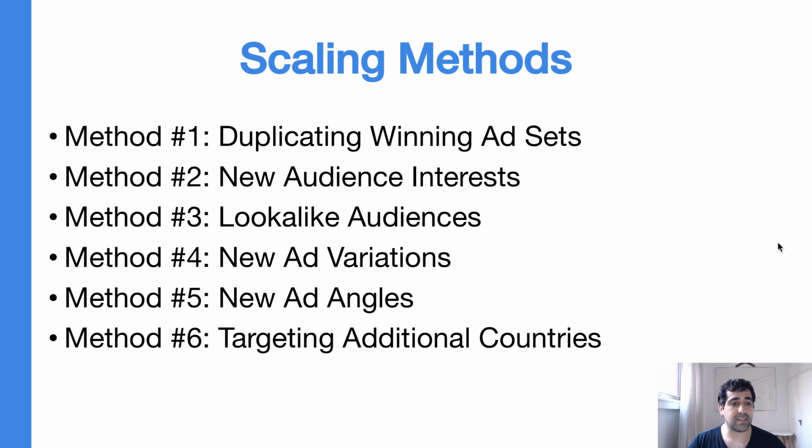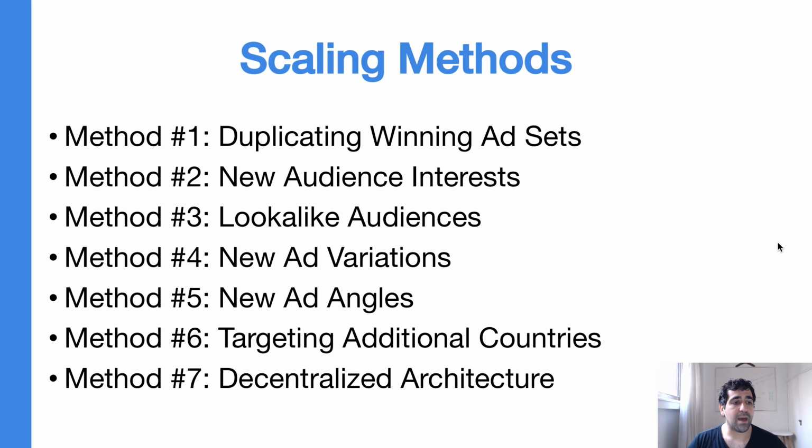Method number six is gonna be targeting additional countries. That's pretty clear. Let's say your offer is proven in the United States, you can kind of duplicate the same for Canada, UK, and maybe Australia, right? So that's pretty self-explanatory. Method number seven is going to be a decentralized architecture.